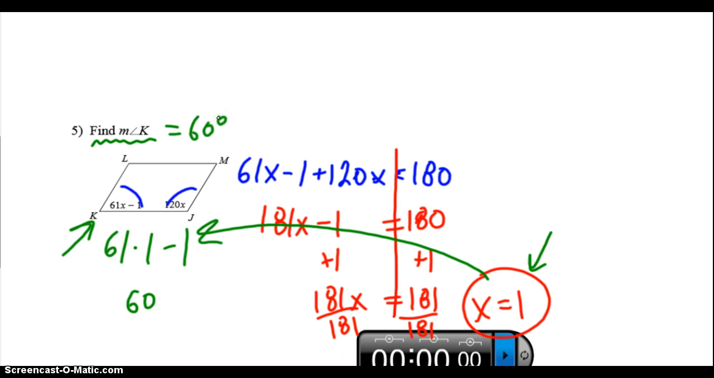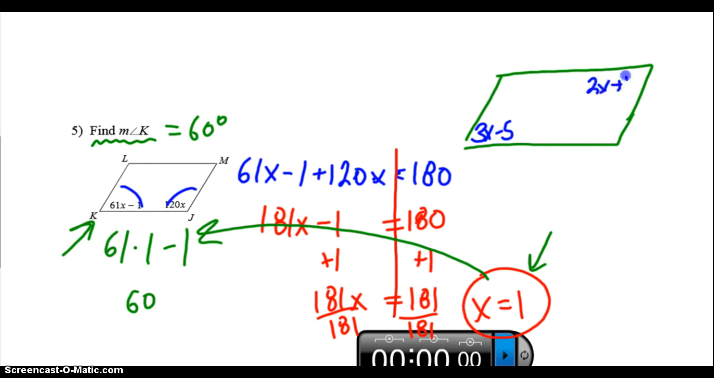What if, on the other hand, I gave you a problem, and this is a little different, where I gave you maybe these 2 angles. Maybe this was 3x minus 5, and this was 2x plus 1. What if I gave you those 2 angles and I told you that this was a parallelogram? How would you figure out what x was?